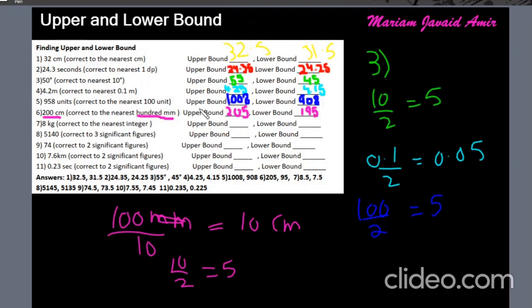Okay. 8 kg correct to the nearest integer. So integer means 1, and then 1 divided by 2 is 0.5. So add this to 8, 8.5 is the upper bound. Subtract it from 8 and that's the lower bound. So 8.5 and 7.5.